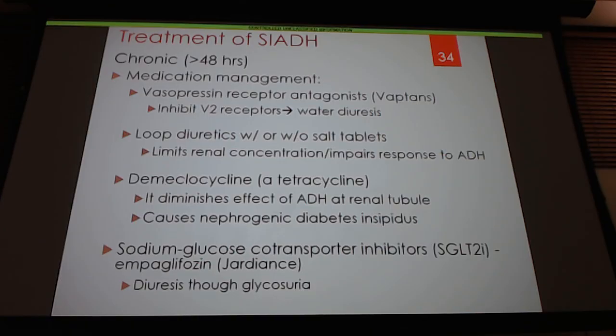So demeclocycline is a tetracycline. It's an antibiotic that actually diminishes the effects of ADH. So you have excess ADH, and it works in the renal tubule, which is proximal to the collecting duct. So it can actually diminish the effect of ADH. But if we give them something to fix ADH, or SIADH, what could we cause? DI, right? We can cause another problem.